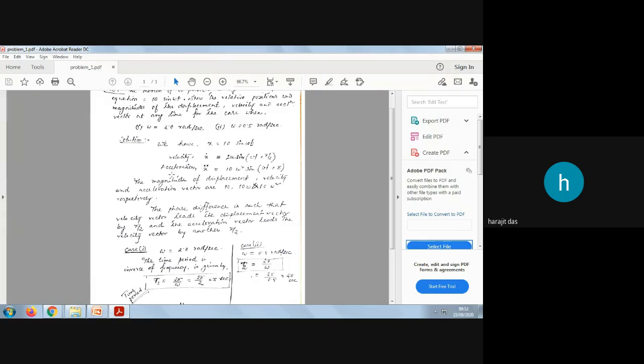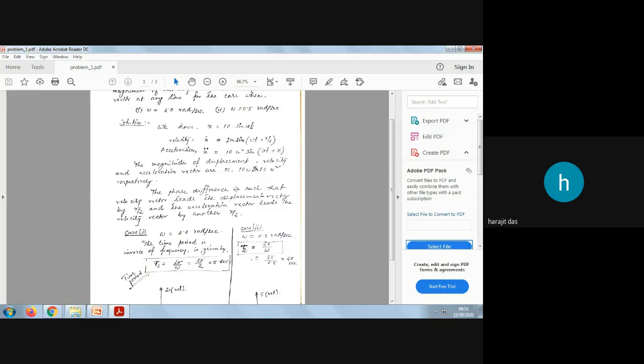trigonometric functions. For acceleration also it will be x double dot. So 10 omega will come out, 10 omega into omega, that is omega square, sine of omega t plus pi. So the magnitudes of the displacement, velocity and acceleration vectors are 10, 10 omega and 10 omega square. These are the magnitude of displacement, the magnitude of velocity, and the magnitude of acceleration.